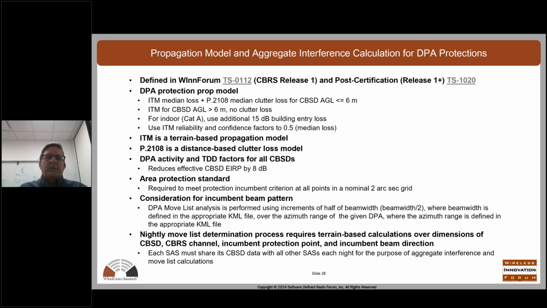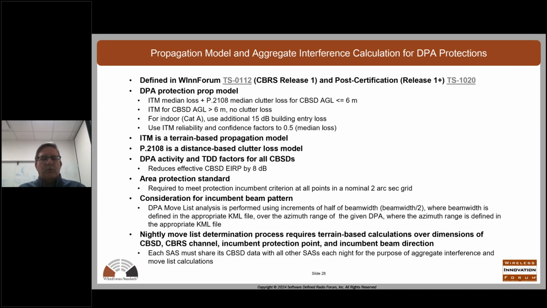on losses. Recently, you may have read about the CBRS 2.0 developments and shrinking the DPA neighborhoods greatly. That was a result of deciding to add the ITU P.2108 clutter loss model to ITM for devices that are at or below 6 meters, which is the majority of CBRS devices. So this greatly reduced the size of the DPA neighborhoods and the number of CBSDs that had to be considered for interference into the DPAs.